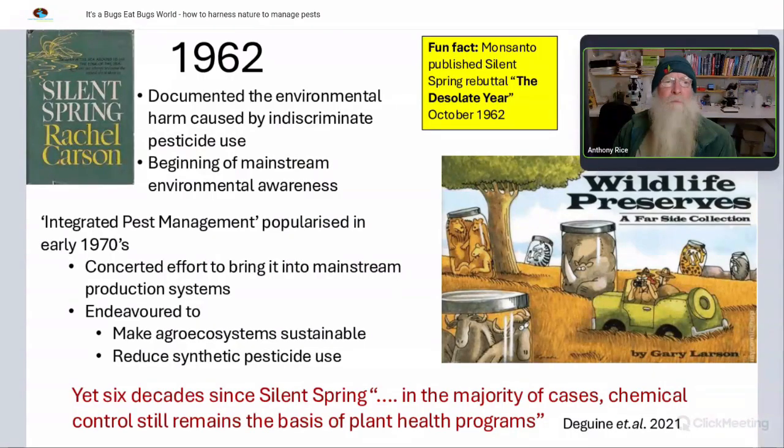So the term integrated pest management was popularized in the early 70s, and there was a concerted effort to bring it into mainstream production systems. It endeavored to make agroecosystems more sustainable and reduce synthetic pesticide use. But 60 years later, about 90% of plant health programs still rely on chemical intervention.